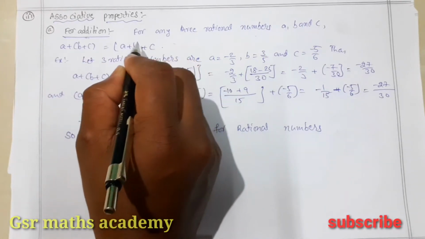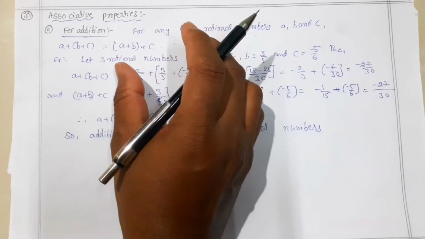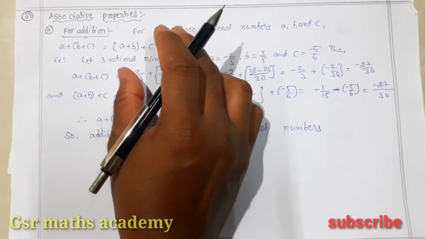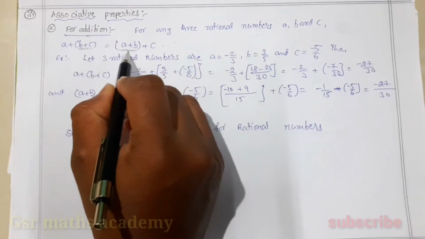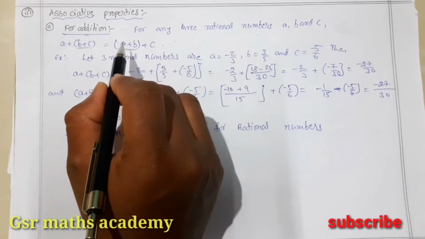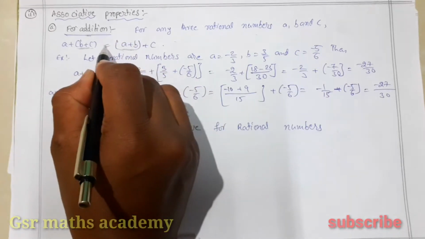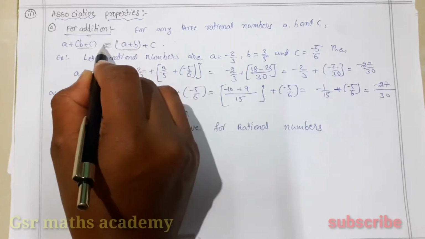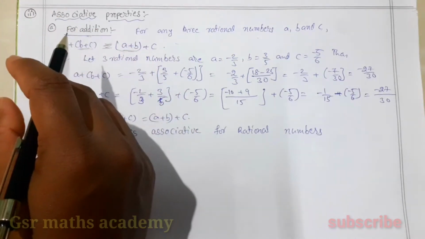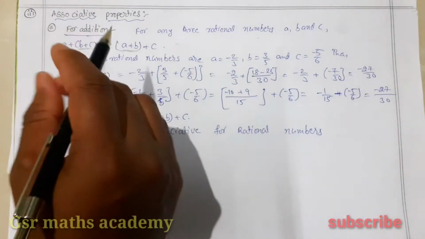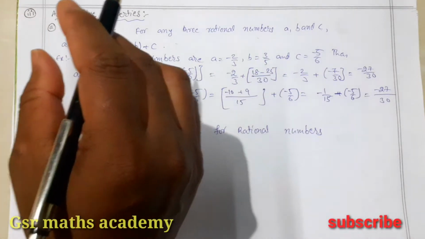That means if you take any three rational numbers, while doing the addition of three rational numbers, even if you change the group, the result will not change. The result remains the same. That means while doing addition of three rational numbers, if you change the group of the numbers and add, the result remains the same.